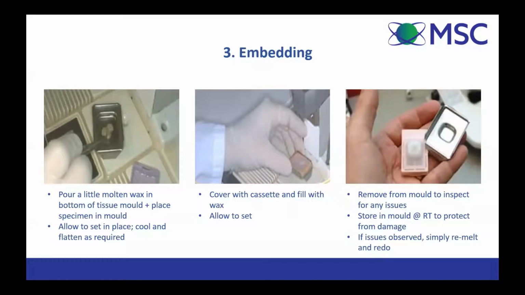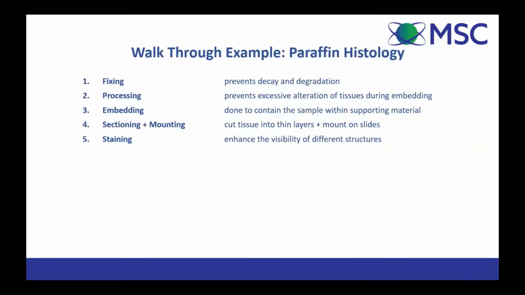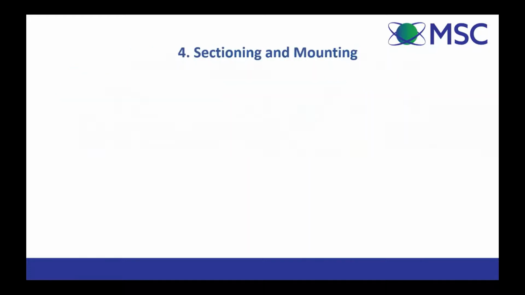And if you've got any anomalies in it, all you have to do is simply remelt and redo the whole process, and there's been no damage at all. So we've moved on now to looking at our sectioning and mounting next.